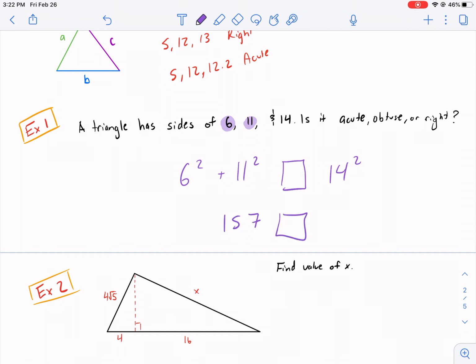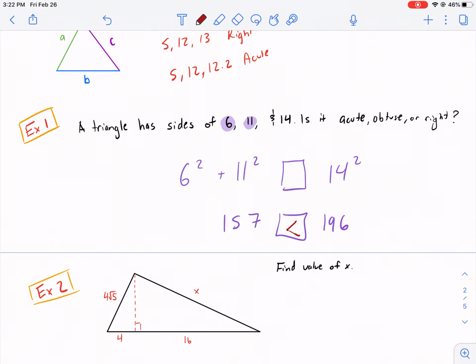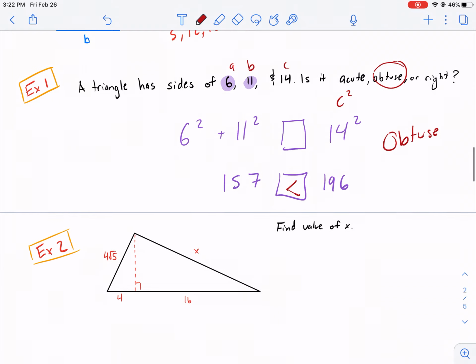Okay, 14 squared, my mystery box. This is 196 on the right. And obviously it is not equal. It is greater than. Now this represents c squared, so this is obtuse, because c squared is bigger than the sum of a squared and b squared. That would be your c, okay?